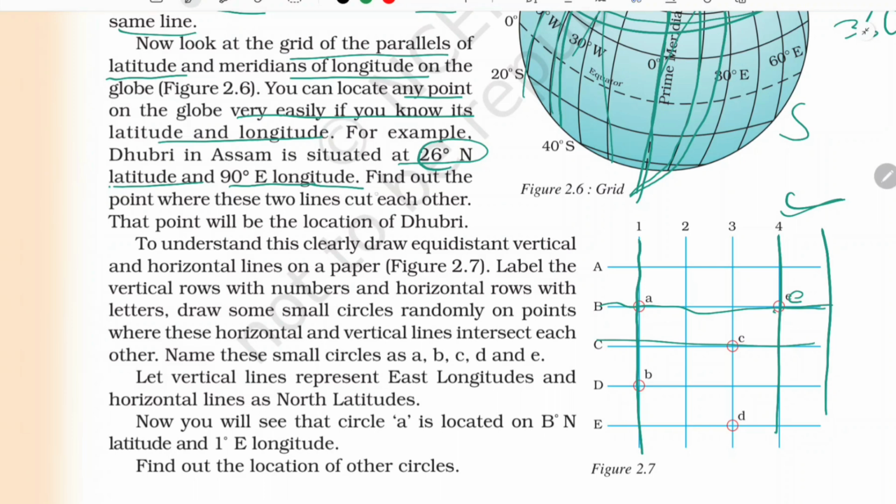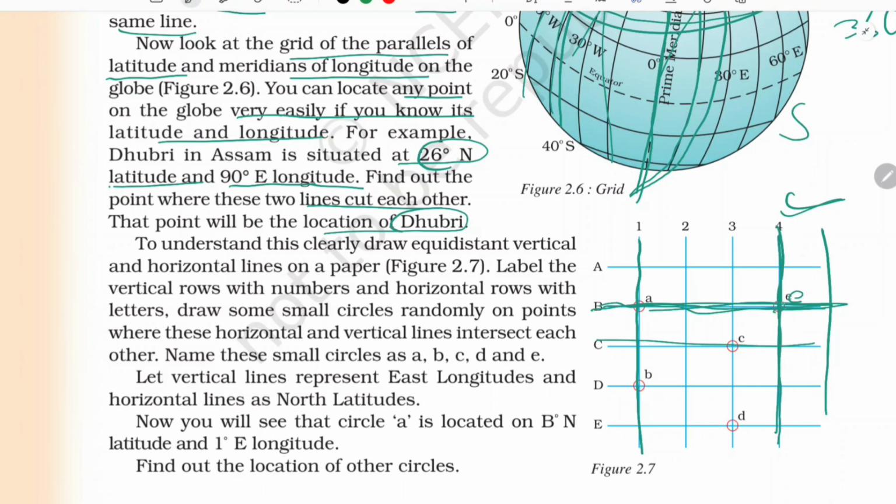So find out the point where these two lines cut each other. That point will be the location of Dhubri. Suppose this is the 20 degree line which I am drawing here, and this line is the 90 degree east, as the eastern side is over here, isn't it?